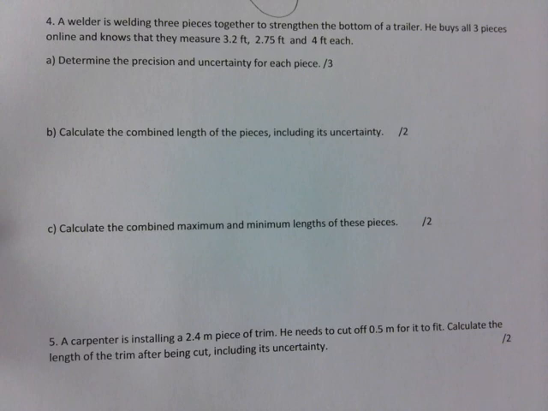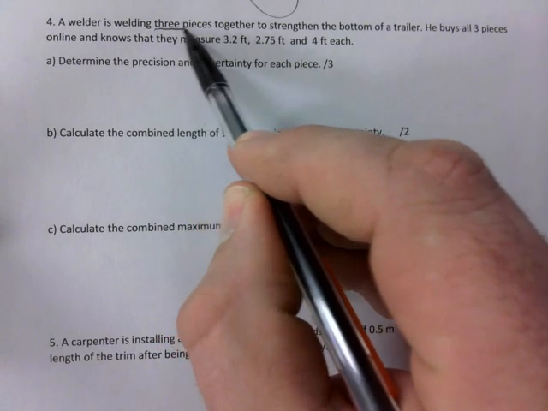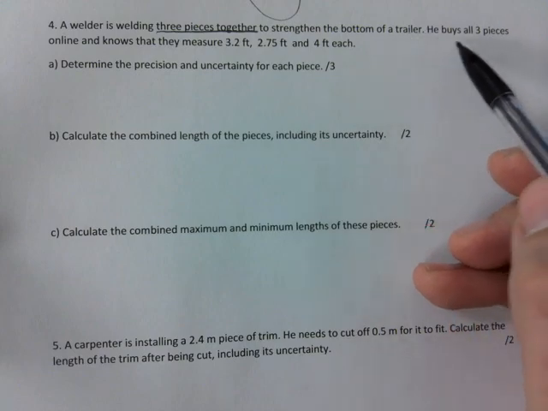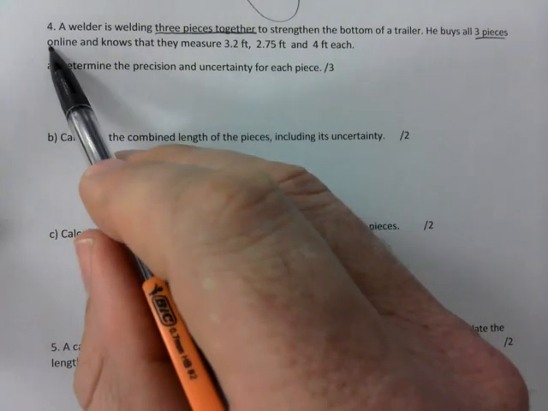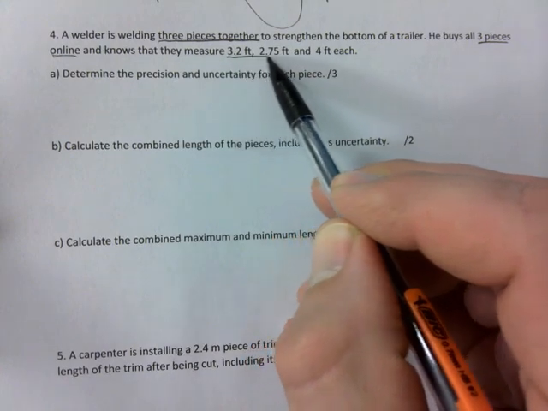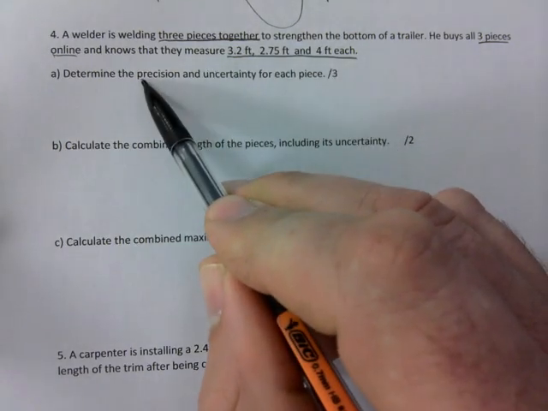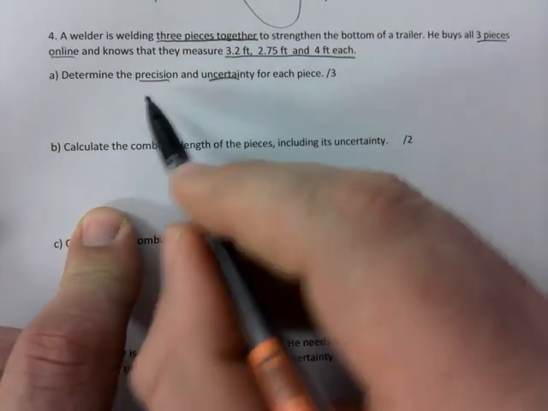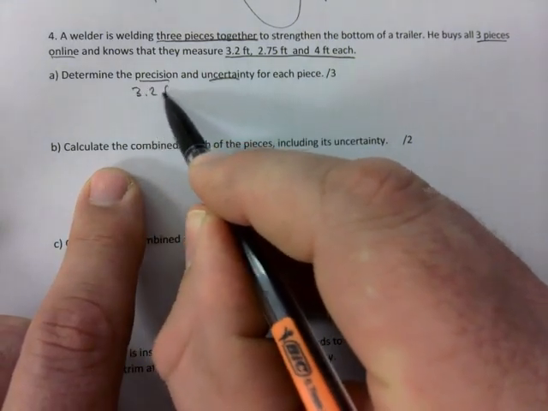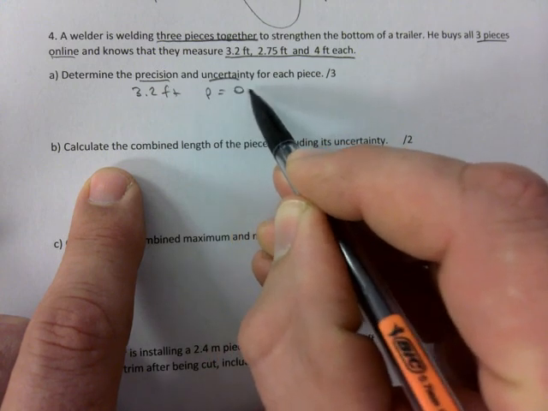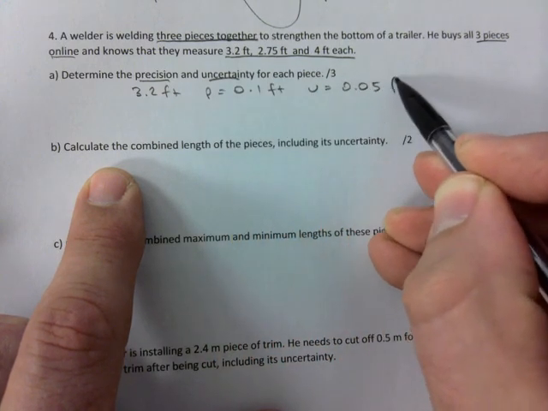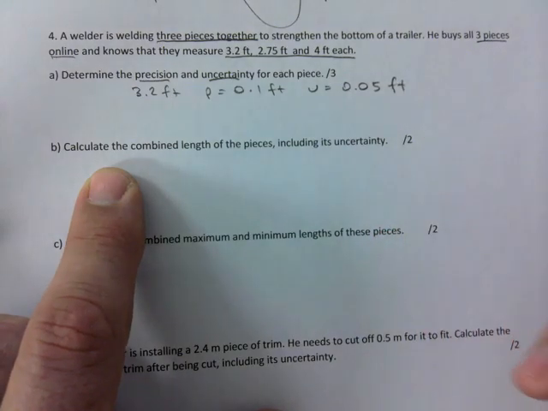A welder is welding 3 pieces together to strengthen the bottom of a trailer. He buys 3 pieces online and knows that they measure as follows. State the precision and uncertainty for each piece. So I'm going to do it this way, 3.2 feet. The precision is 0.1 and the uncertainty is 0.05. You get 1 mark for that.